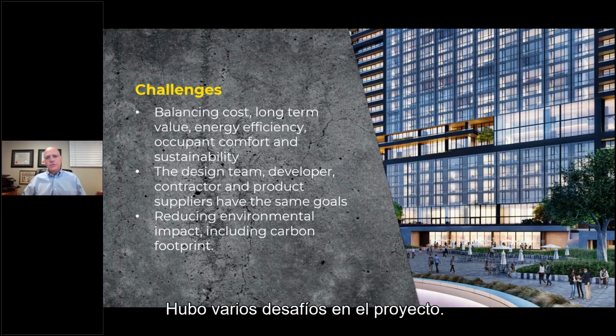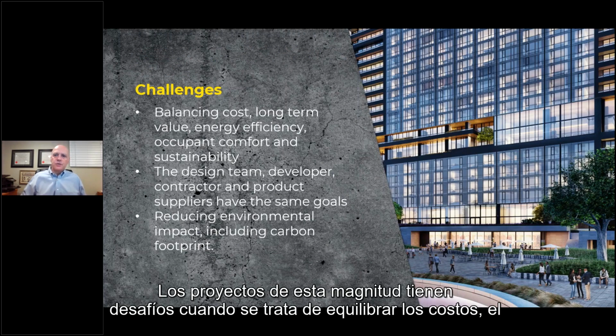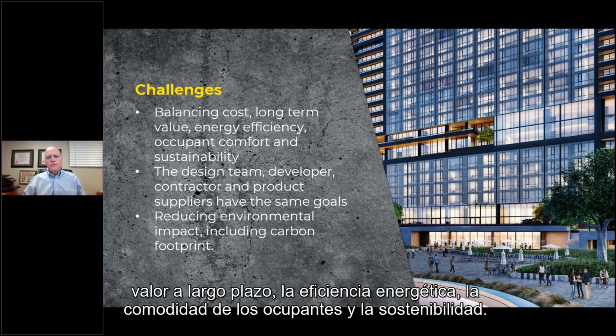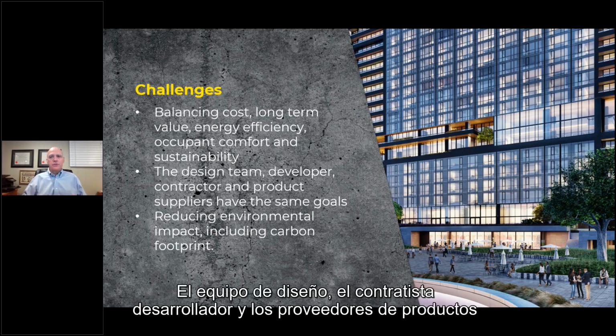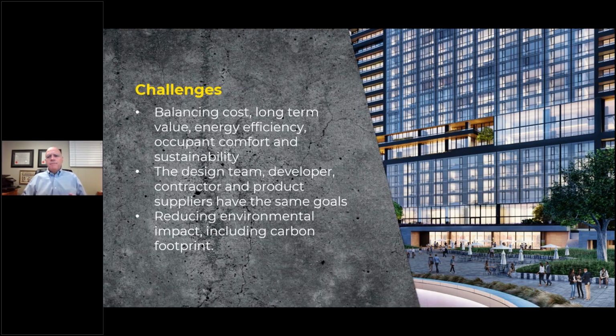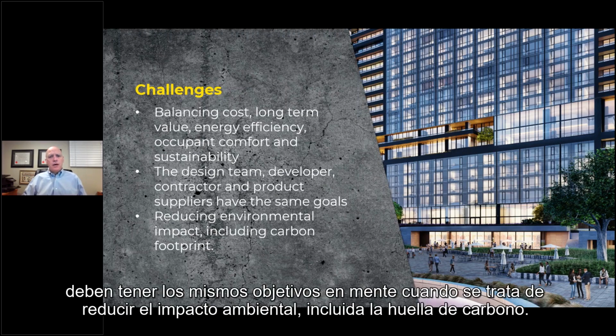There were several challenges on the project. Projects of this magnitude have challenges when it comes to balancing cost, long-term value, energy efficiency, occupant comfort, and sustainability. The design team, developer, contractor, and product suppliers need to have the same goals in mind when it comes to reducing environmental impact, including carbon footprint.